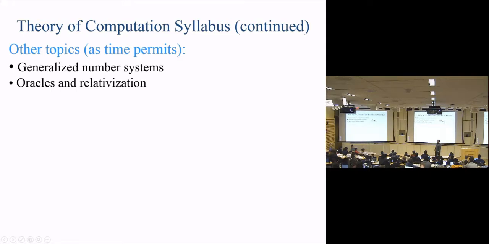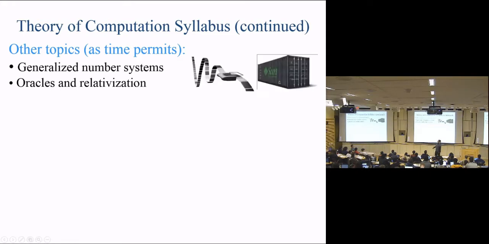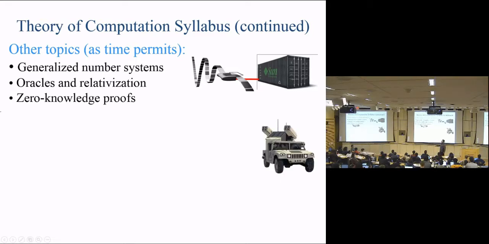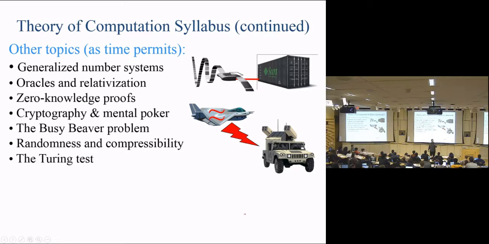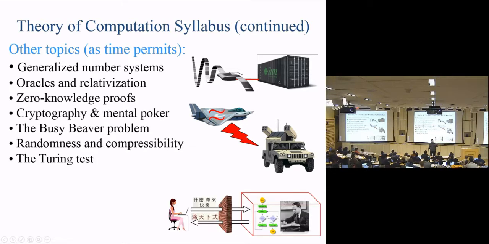And we'll introduce some advanced topics: generalized number systems, oracles, relativized computation, zero-knowledge proofs. Very cool stuff. Zero-knowledge proof is how you can prove something to somebody without showing them the proof itself. You can convince them that something is true, and they'll be arbitrarily assured that you're right, but you never have to show them the proof at all, none of the proof, which is an amazing concept.